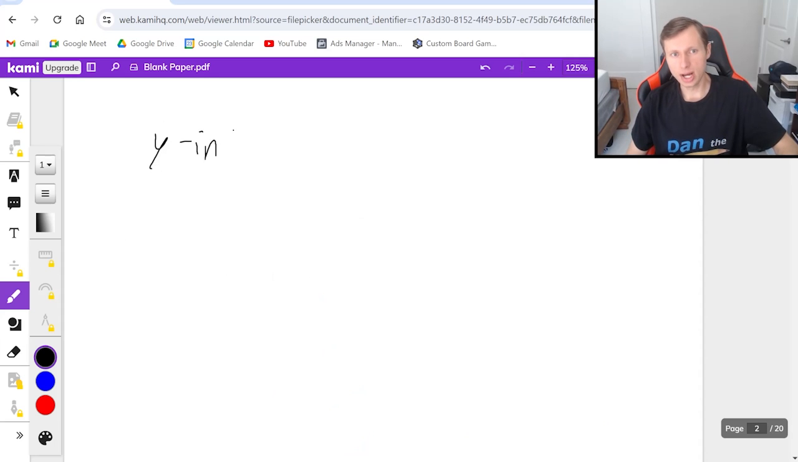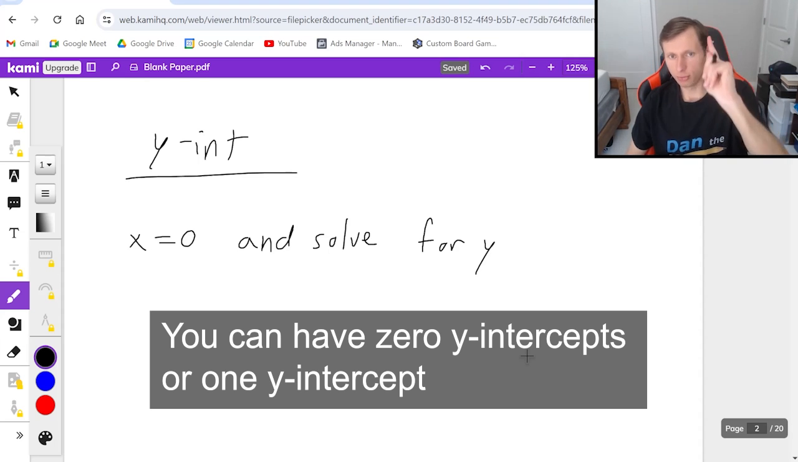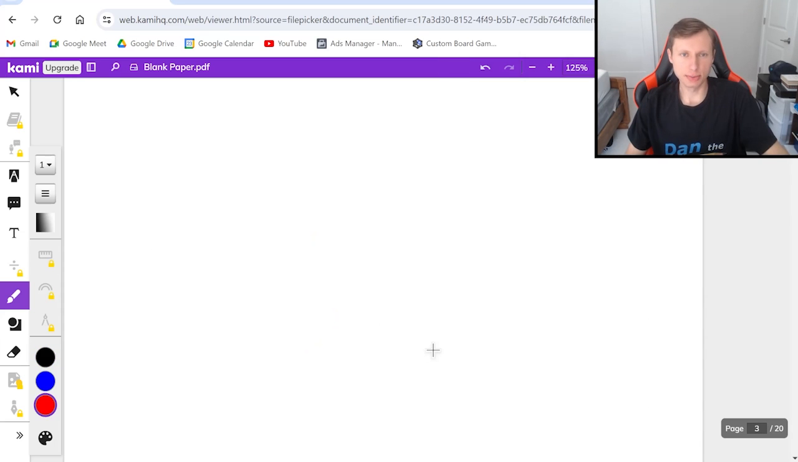And now for the y-intercept, you guessed it, we're going to be setting x equal to 0 and solving for y. And as far as the y-intercepts go, you can either have 0 or you can have 1. You cannot have anything else. And so with that, let's do some example problems and start to get better at this. So for the questions we're going to do today, it's just find the x and y intercepts, and that's it.